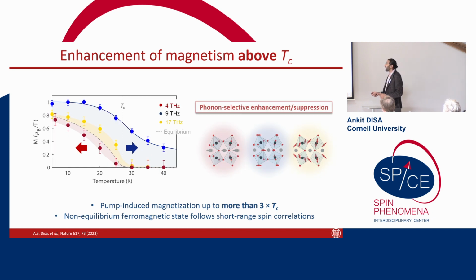And we can actually look at what happens now as a function of temperature when we pump the different phonons. And what we see is that, again, depending on the phonon that we pump, we can either essentially increase the effective Tc or decrease the effective Tc, which correlates well with what we find in terms of the enhancement or diminishing of magnetization that we found at low temperatures. Okay, so this is, again, a phonon selective way of controlling the magnetization of the system.